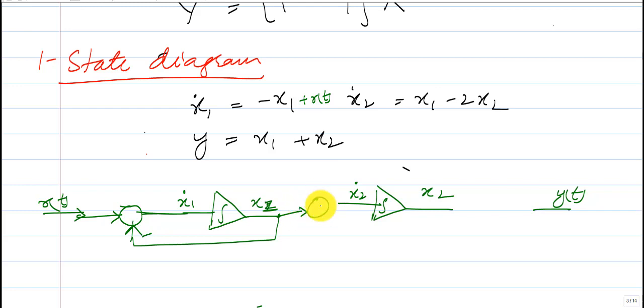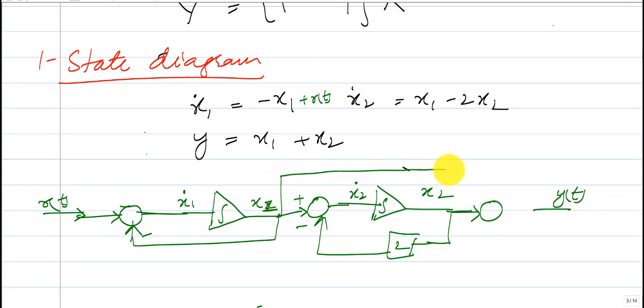and it's summed with 2, again 2 with negative sign here. So this is plus, so that is actually x2 dot, and if we integrate this one, and what is the y? Y is simply the sum of x1 and x2. So here we have x2, so we will take this here x1, so that will be our y of t. So this is our state diagram for this system.